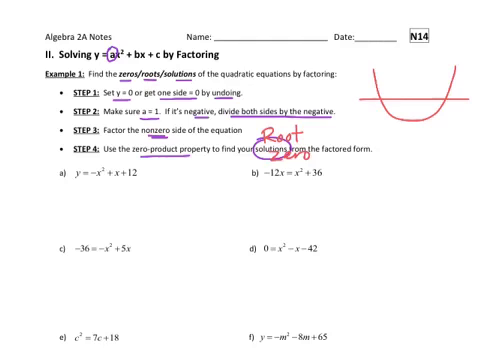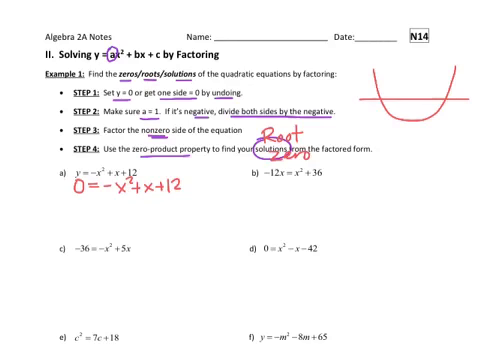All right, let's do problem A. Problem A says negative x squared plus x plus 12. Well, the first thing, in our first step, it says set y to 0. So I'm going to do that first. It's going to be 0 equals negative x squared plus x plus 12.